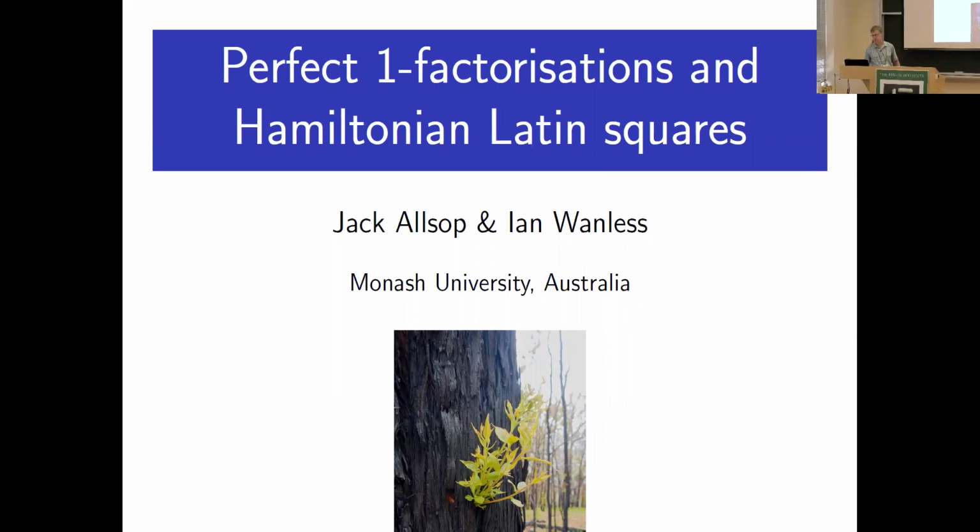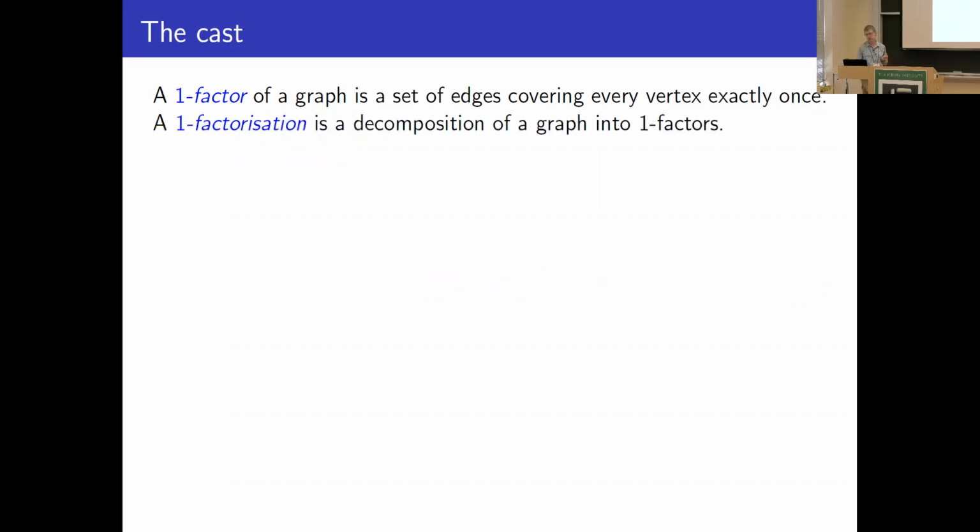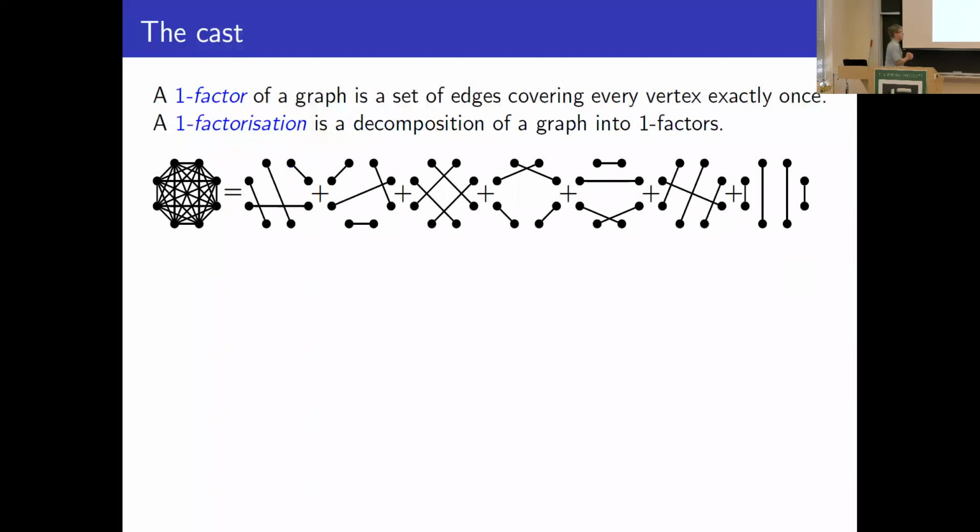So there's two things in my title. I'll introduce what the cast of this particular story is. Of course, you've already seen a lot of this, so we know what a one factor is. It's another name for perfect matching. One factorizations we've also seen. Here's a one factorization. That's not the one factorization I'm talking about. One factorization is, of course, the decomposition into one factors.